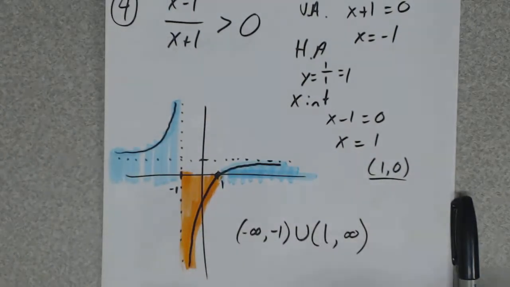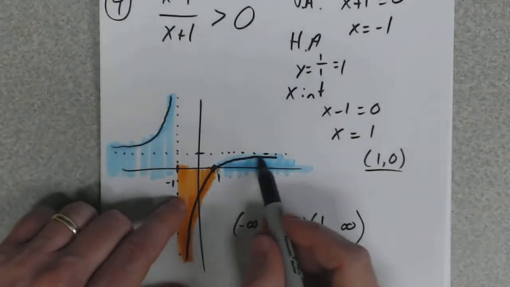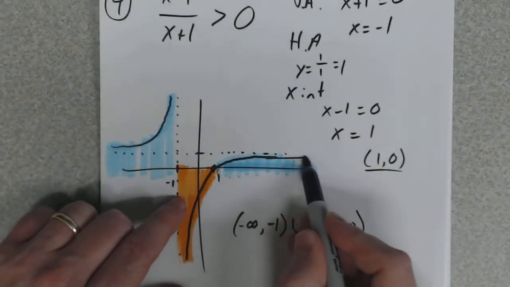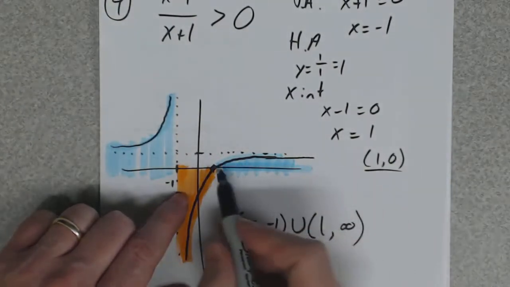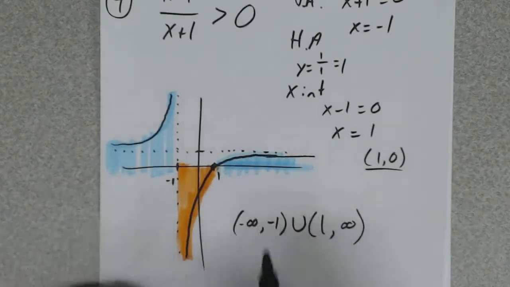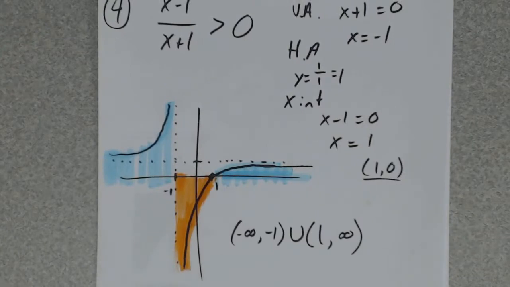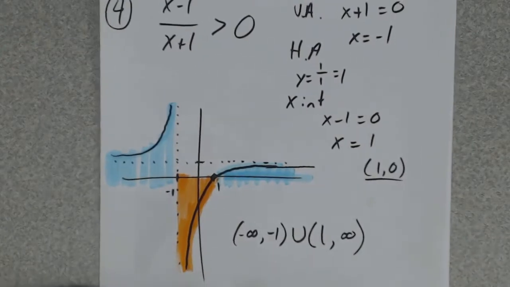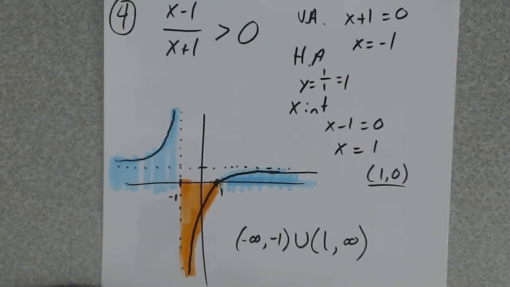And that graph will tend to the horizontal asymptote forever and ever. It won't dip back down, because we already found one intercept, and that's the only one available for the x-intercept. So there you go, there's number 4. That would be your answer in interval notation.